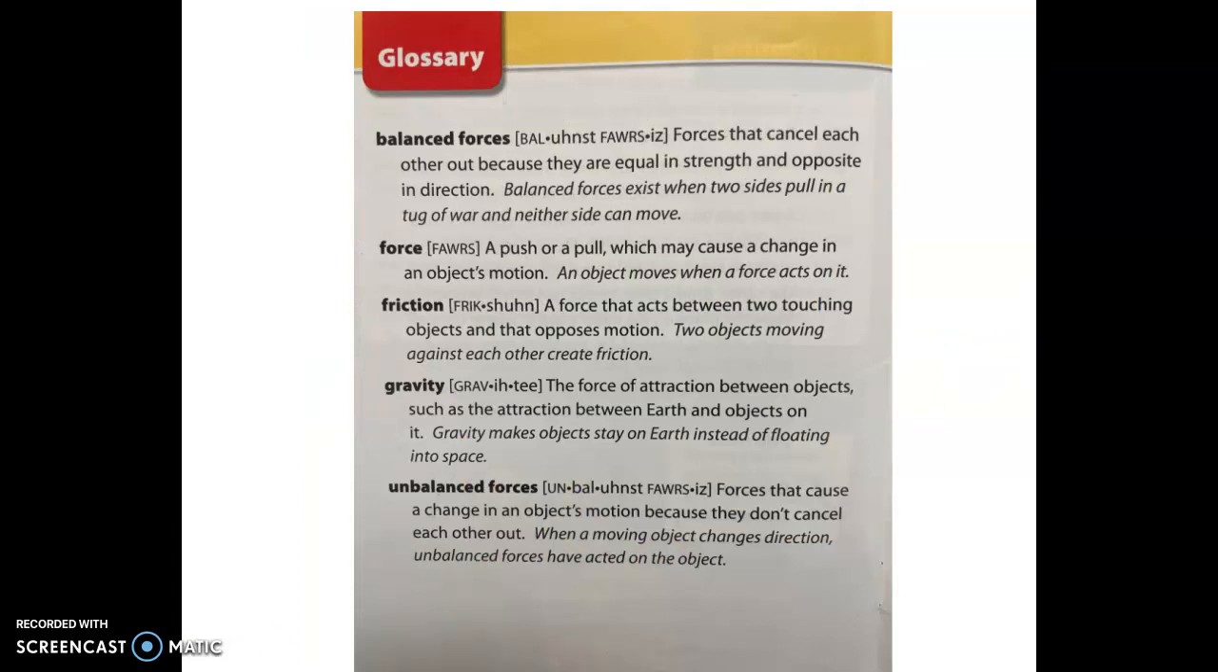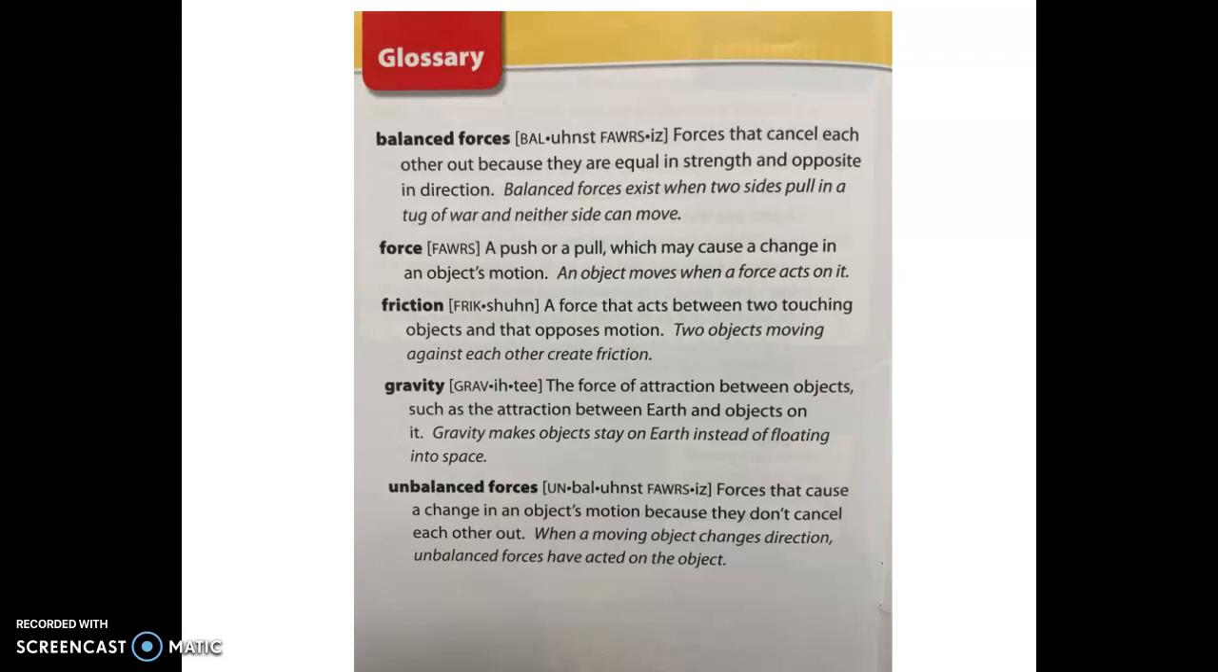Glossary. Balanced forces. Forces that cancel each other out because they are equal in strength and opposite in direction. Balanced forces exist when two sides pull in a tug of war and neither side can move. Force. A push or pull which may cause a change in an object's motion. An object moves when a force acts on it.